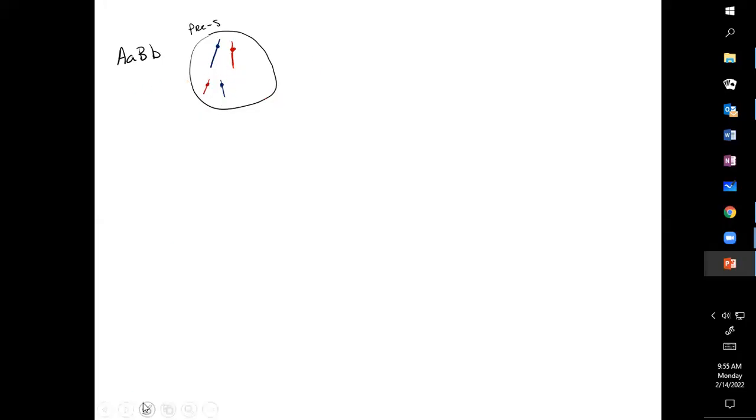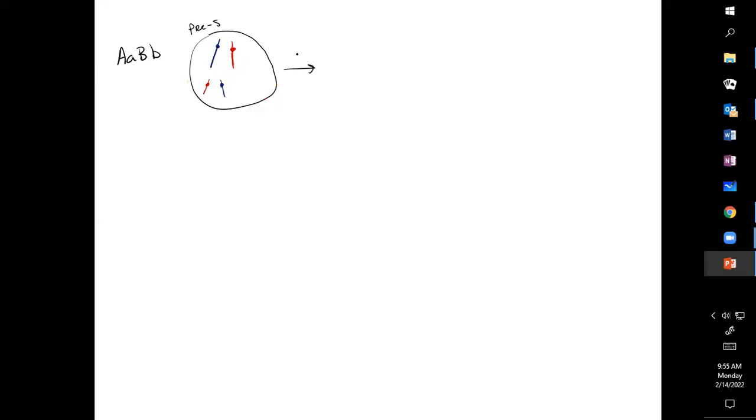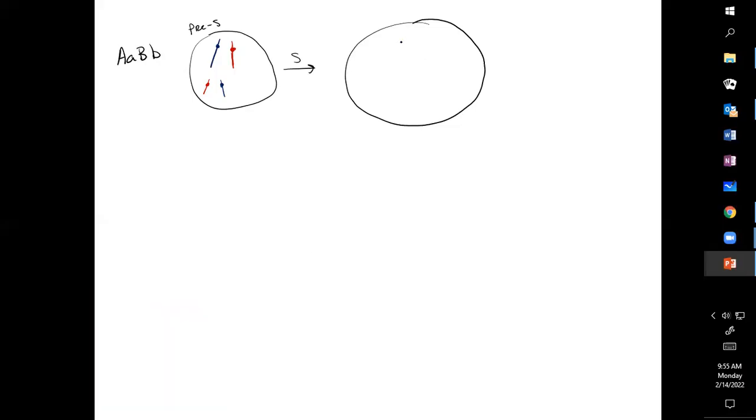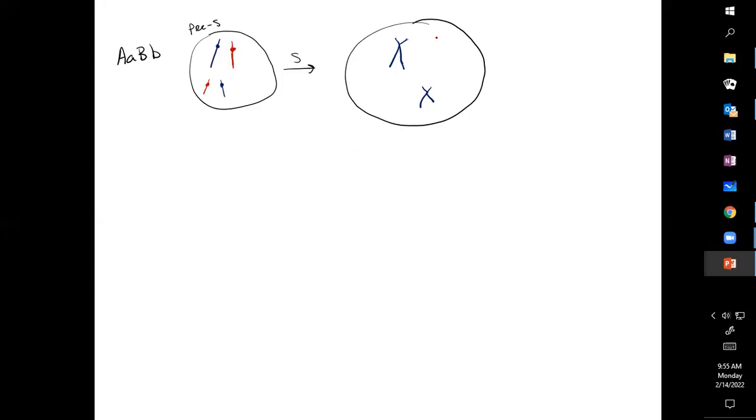So what happens after the S phase of interphase? All of these duplicate. So let's visualize now the duplicated chromosomes. And I'm just going to draw them like this. Little guy. Let's draw the homologs. Little guy.